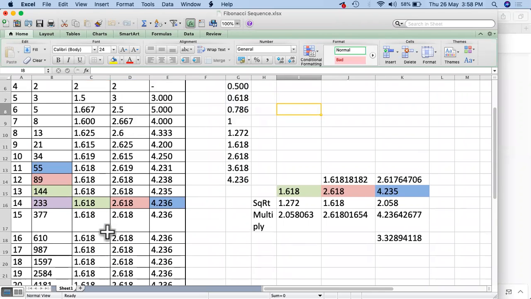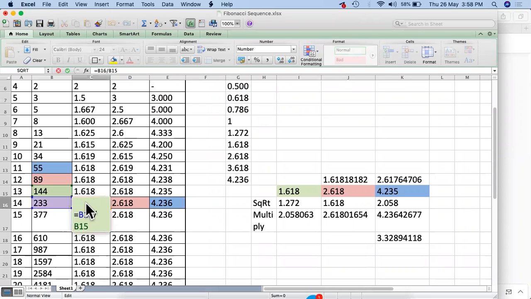Right? For example, we have taken this number 233. Now, what we do is we try to divide 233 by 144. So when we divide it by the previous number, we get an extension which is 1.618. So similarly, for all the numbers, if we divide this number by the previous number, that is 144 by 89, we get the same sequence.